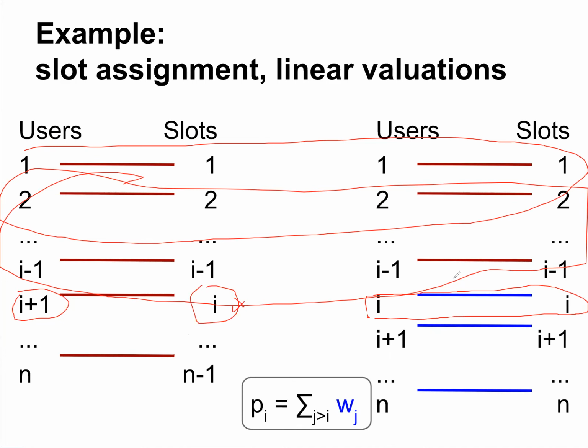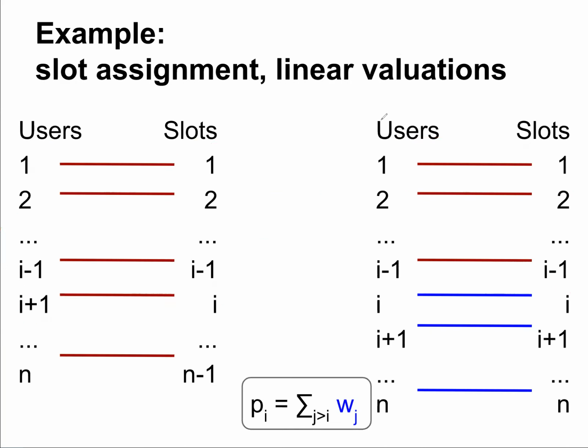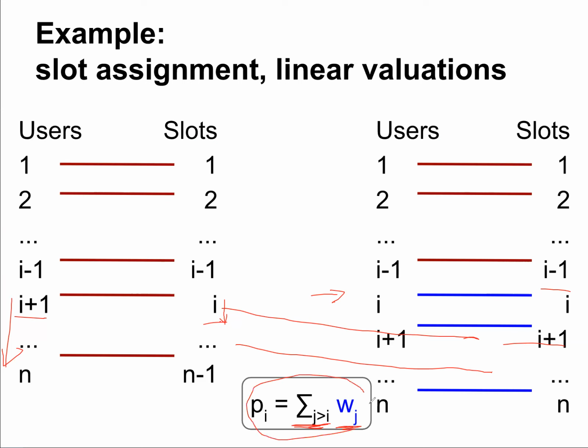So again, speaking in terms of the harm that user I brings to the society, what happens is that when you insert user I and user I gets slot I, everybody after user I gets shifted by one slot down, right? So user I plus 1 gets slot I plus 1, even though it used to have slot I, and so on. Everybody after user I gets shifted by one slot down. Hence, everybody loses their WJ, and the sum of the losses to the society is what the user has to pay.